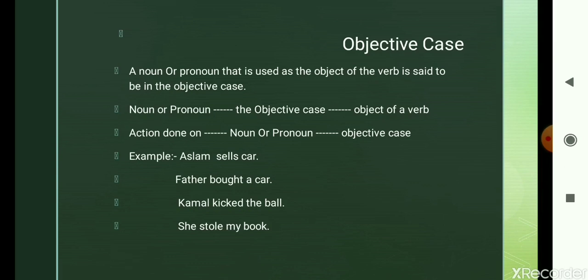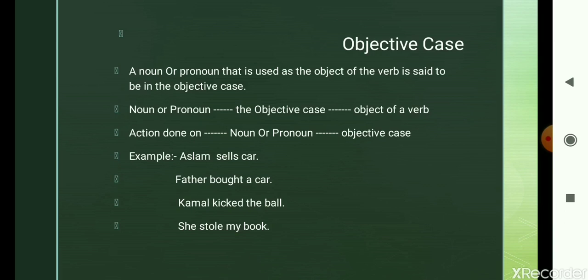For example, in this sentence, Aslam sells car. Father bought a car. Kamal kicked the ball. She stole my book. Over here, we just have to find the object. And to find the object, we have to ask the question, who or what received the action of the subject? Aslam sells what? We are getting car as an answer. So car over here is your object. Father bought what? A car. We are getting a car as an answer, right?